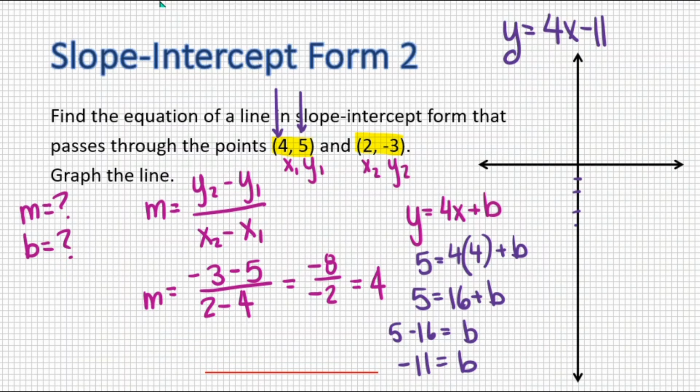1, 2, 3, 4, 5, 6, 7, 8, 9, 10, 11. Start at your y-intercept, negative 11. My slope tells me up 4. 1, 2, 3, 4. And over 1. There's my second point. I think maybe I'll just try and draw it. It's going to be hideous. And there is a very rough sketch of the line.